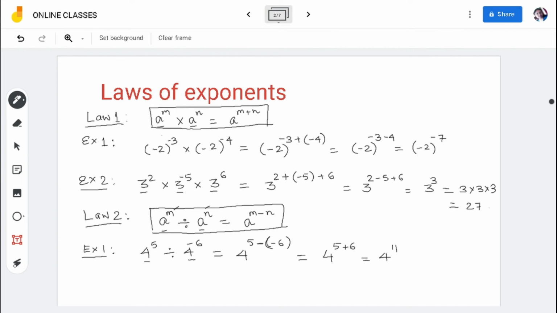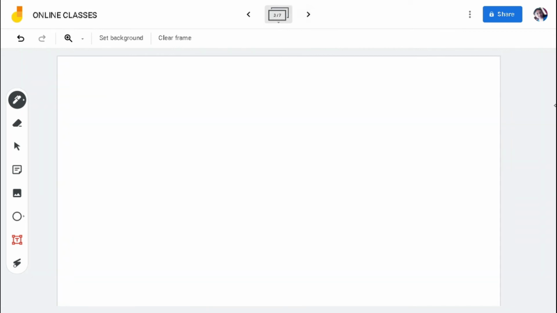Now let's see some more laws, and let's move on to law number 3. So this is law number 3. What does it say? This says that a to the power m whole to the power n. You see that in this one, the base is a, and to this base the power is m, and whole power to the n. So in this case, it will be a to the power m into n. That means the powers will get multiplied.